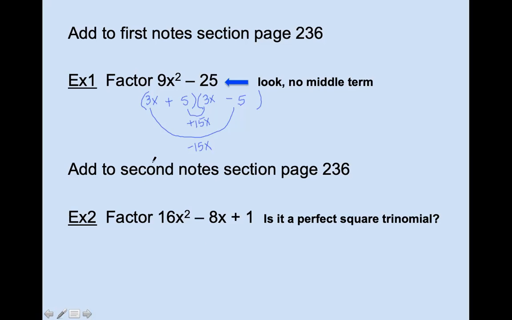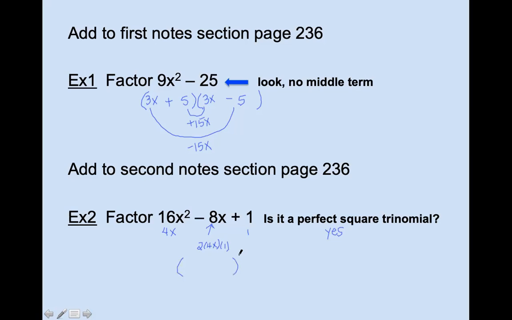All right, the question is asked, is this a perfect square trinomial? So let's think. Can I square something and get 16x squared? Yes. 4x. Can I square something and get 1? Yes. What times itself is 1? 1. So now the question is this number here, 2 times 4x times 1? Well, let's see. 2 times 4 is 8. 8 times 1 is 8. Is it a perfect square trinomial? Yes.